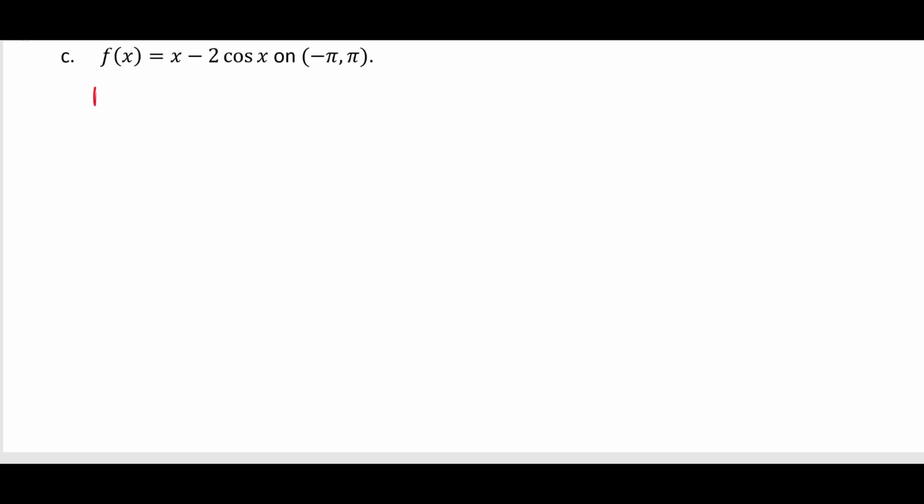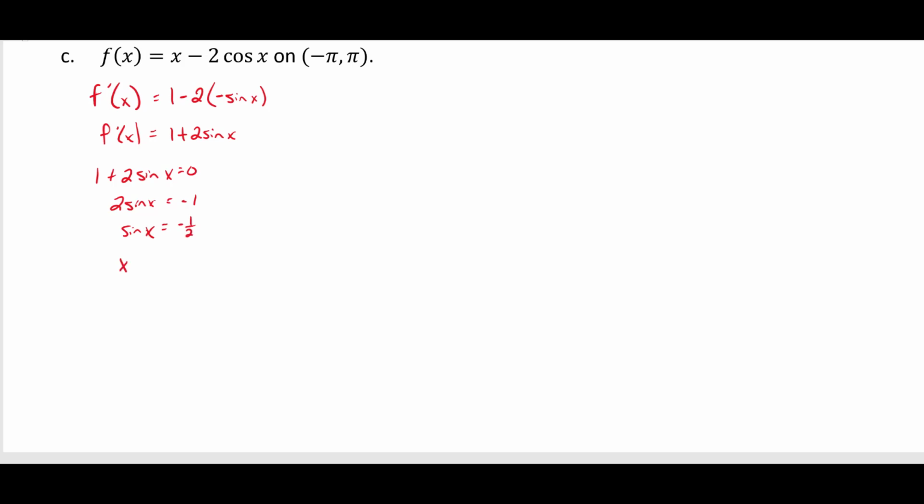Same idea, so find our derivative. f prime of x is going to be 1 minus 2 times the derivative of cosine, which is negative sine x. And so this becomes 1 plus 2 sine x as our derivative. So f prime of x is 1 plus 2 sine x. Now we set that equal to 0. So 1 plus 2 sine x equals 0. That means 2 sine x equals negative 1, so sine x equals negative 1/2.